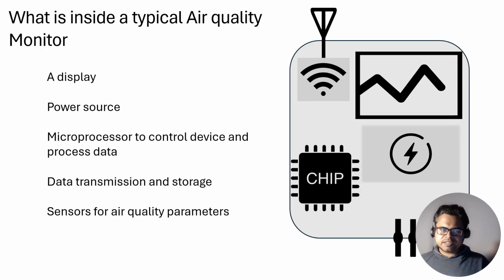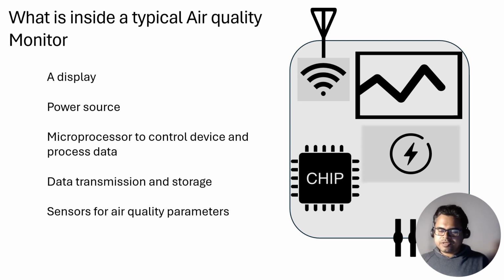Typically, inside an air quality monitor, you could have this kind of arrangement. So you could have a display, then you have a chip that controls everything. You have a power source, which could be a battery or external power. There could be a system for communication with the cloud, or the data could be logged on board the monitor.